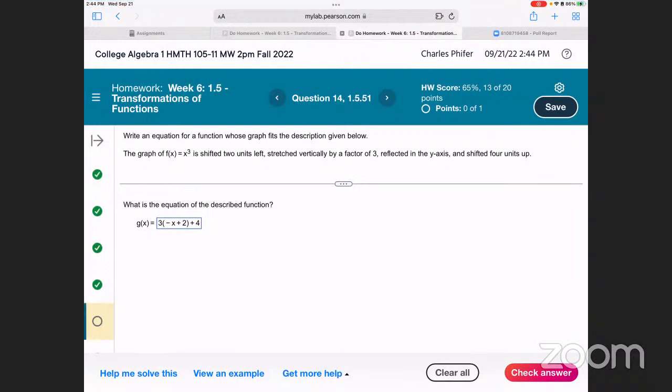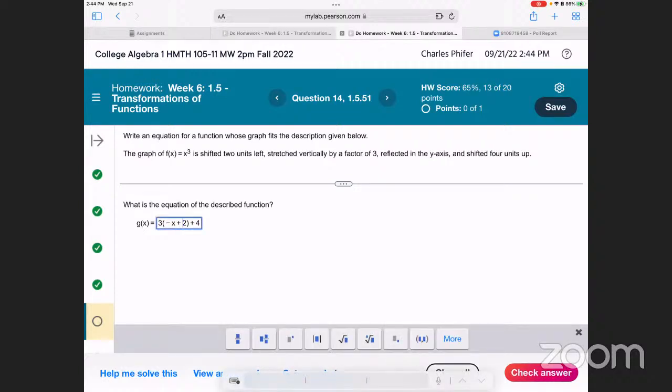We might need to distribute the negative. So instead of it being negative x plus 2, it might need to be like negative x minus 2. Let me try writing it. Let me try just putting this like this. I'm going to do a parentheses here, and it has the same effect. Parentheses here, all right? So notice we did the plus 2 first.